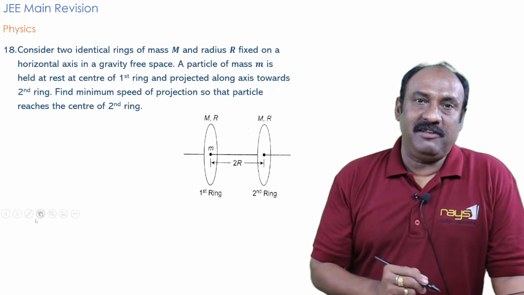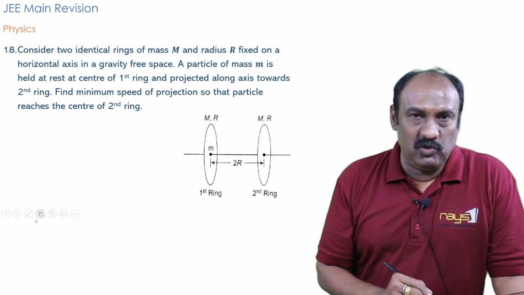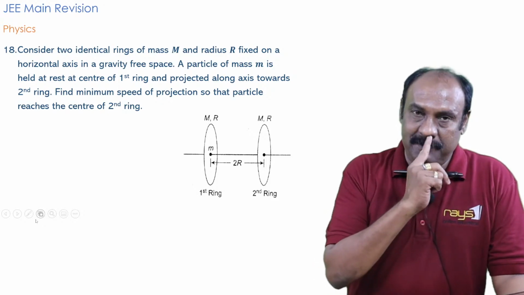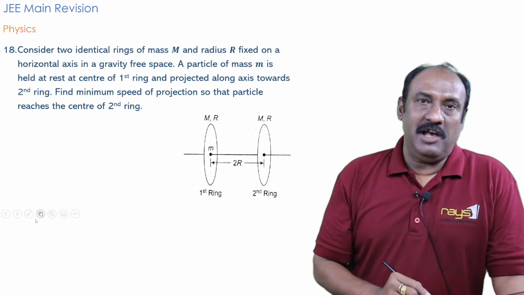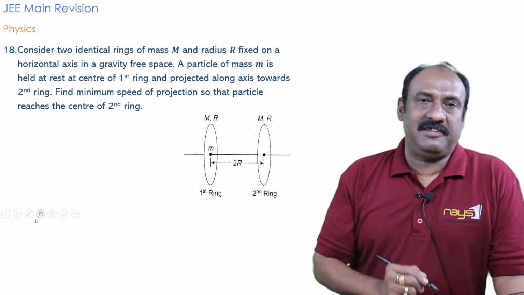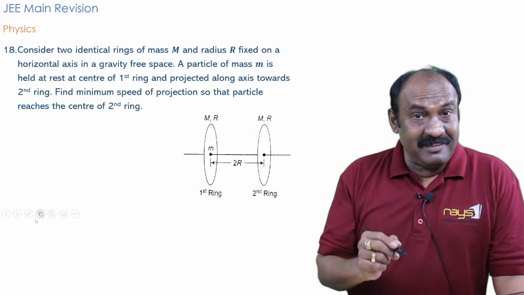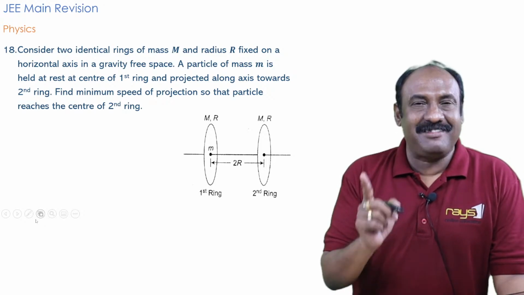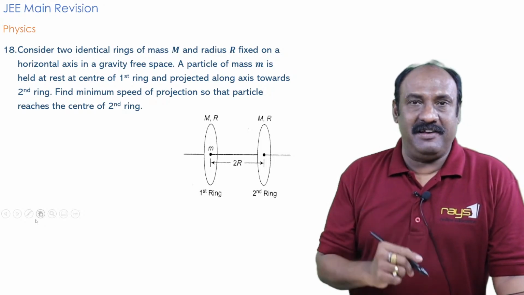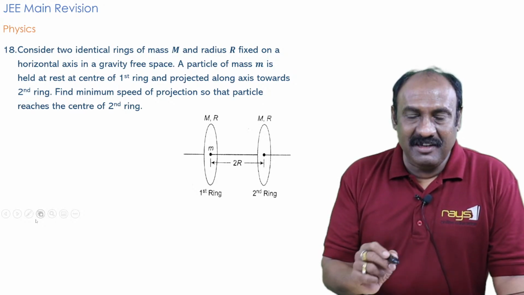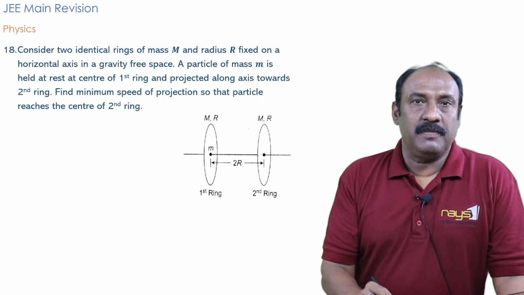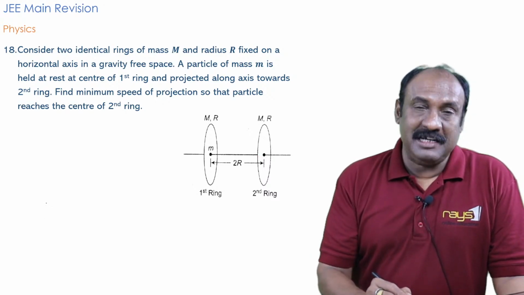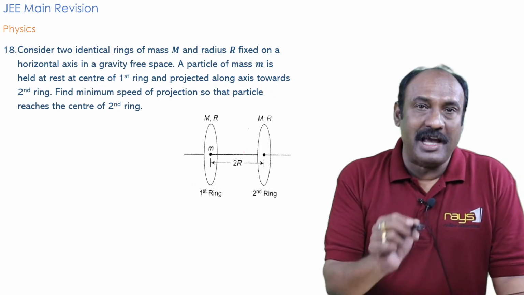On the coaxial axis of these two rings, a particle of mass m is projected from the center of the first ring so as to reach the center of the second ring with some velocity. So as to just reach the center of the second ring, it has to be projected with a certain minimum velocity that we have to calculate.